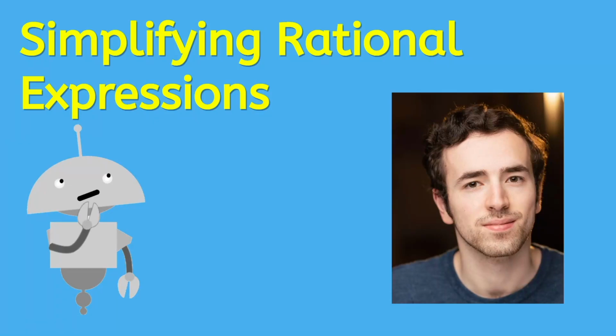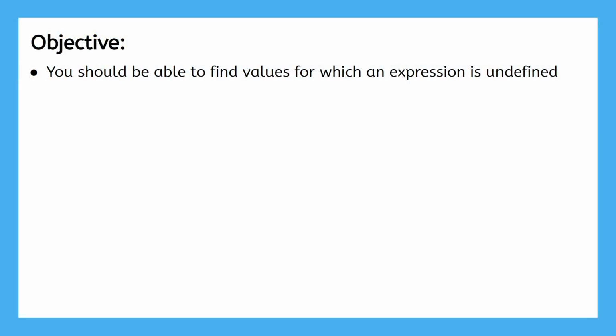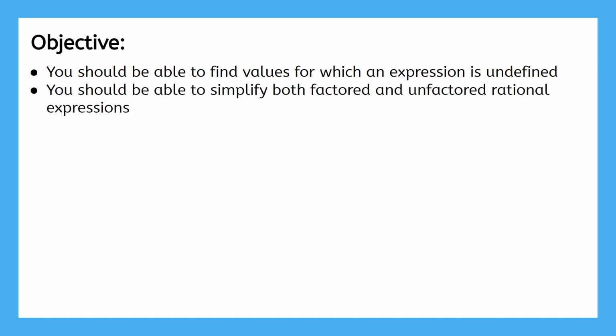In this lesson, we're going to learn how to simplify rational expressions. Let's get into it. We have two objectives for this lesson. First, by the end, you should be able to find values for which an expression is undefined. Also, you should be able to simplify both factored and unfactored rational expressions.